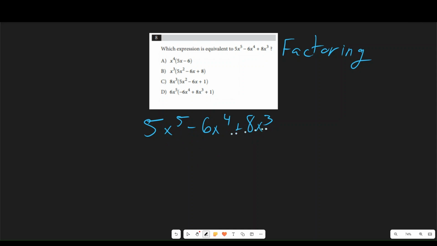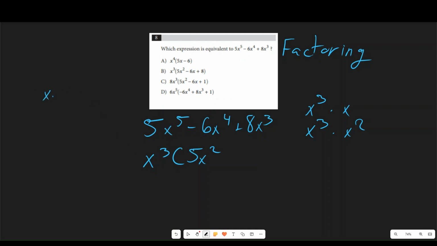Because you can imagine that x to the fourth power is the same thing as x to the third power times x, and then x to the fifth power is the same thing as x to the third power times x squared. So really, this x cubed is common to all three terms. So if we were to factor that out, you would get x cubed, and then you have 5x squared, right? Because we basically take out three x's from this x to the fifth, right?